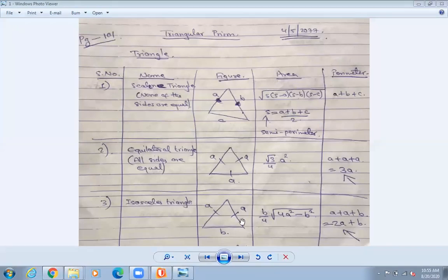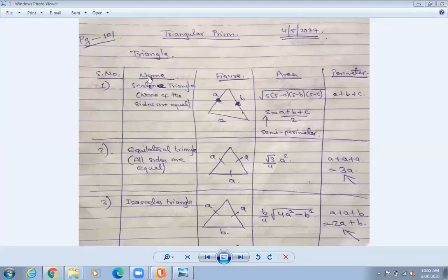And the isosceles triangle: iso means 2. So if only 2 sides are equal, then that is called the isosceles triangle. The other pictures are also there. I'll show you later on. So first of all, let us deal with these 3 figures.